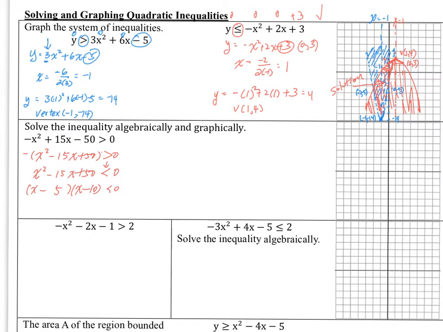And we can use a number line to test some points here. So 5 is here, and 10 is here. And then the zeros are 5 and 10. But since this is a less than sign, we don't want 5, we don't want 10. And we need x values that will satisfy this entire inequality. So I'm going to test, make a chart here.